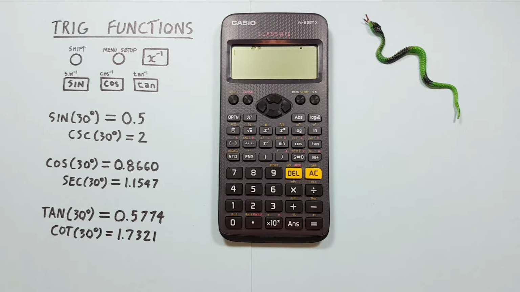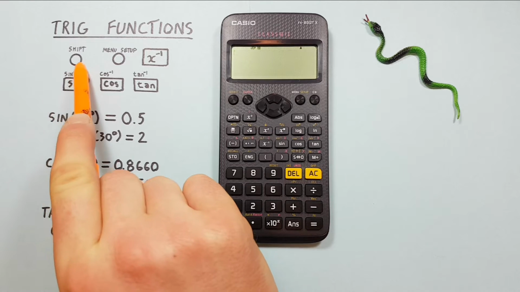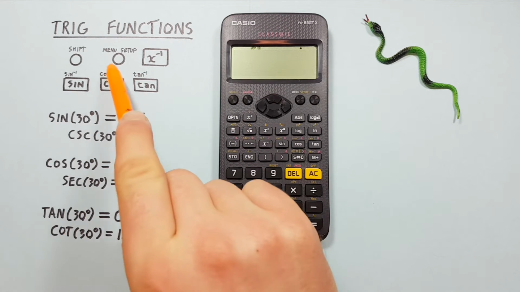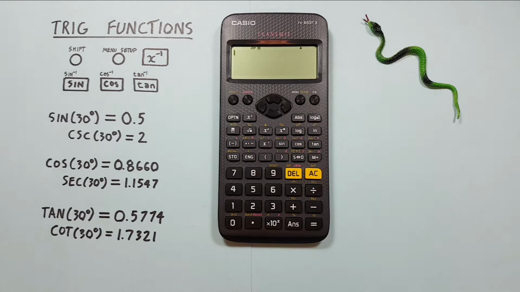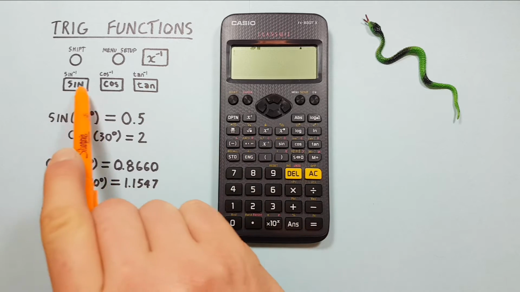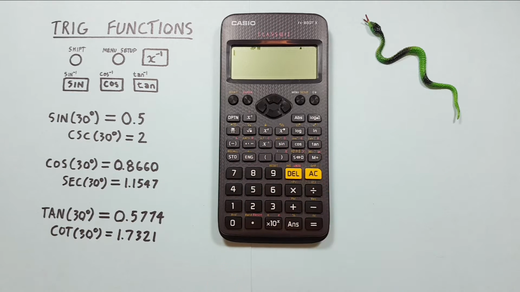I'm Rick, and in this video we're going to have a look at how we can solve trig or trigonometric functions on the Casio fx-83GT Classwiz calculator. To do this, we'll use the Shift key that looks like this, located here, the menu setup key that looks like this, located here, the inverse key that looks like this, located here, as well as the sine, cosine, and tan keys that look like this, located here.